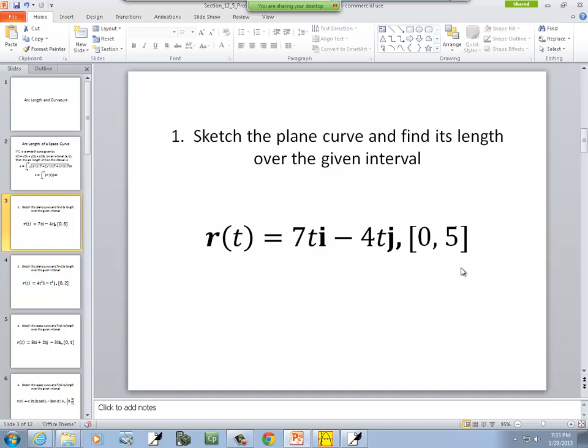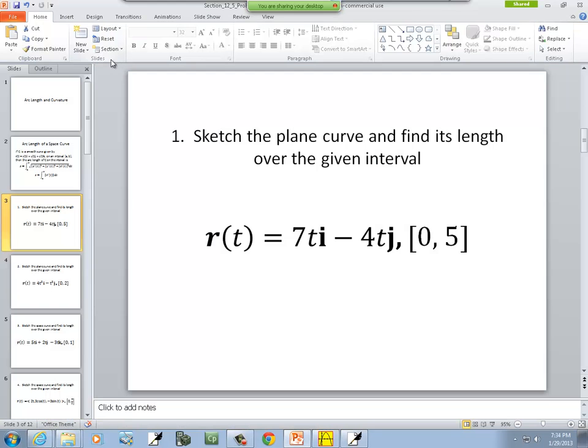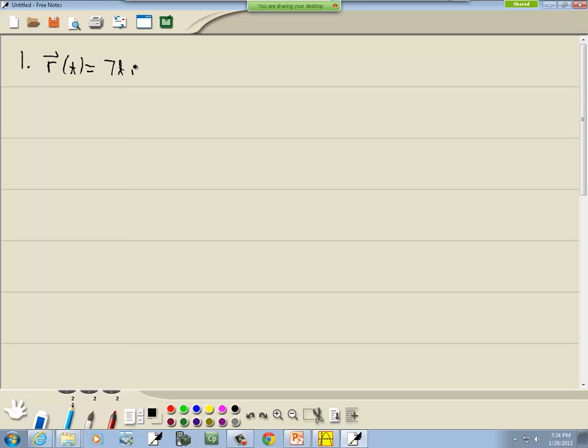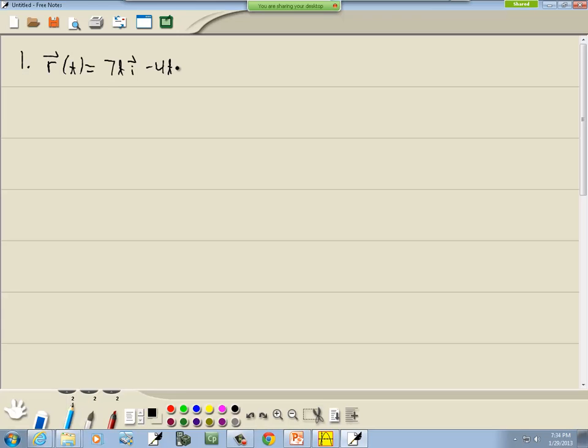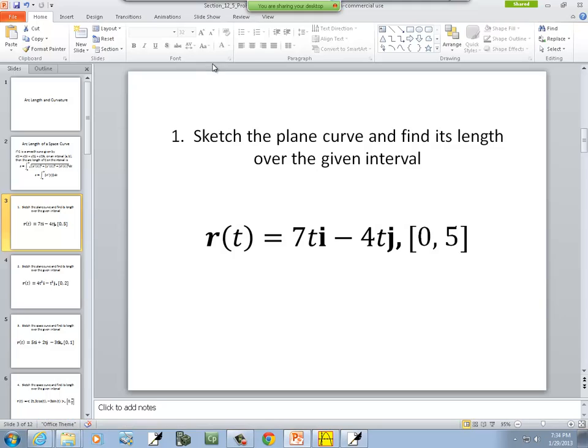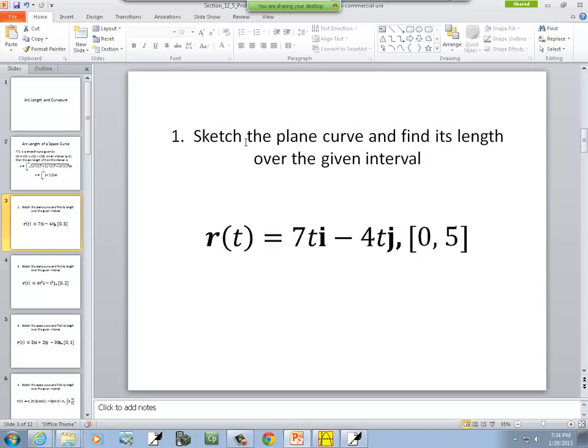So let's look at our first example. We've got r equal to 7t i minus 4t j, from 0 to 5. And the instructions say, sketch the plane curve and find its length over the given interval.